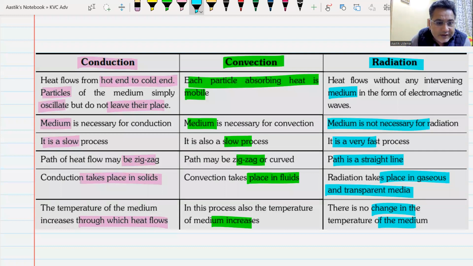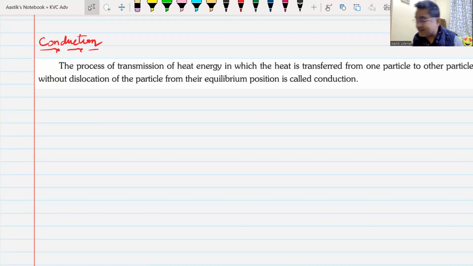Now, what do you mean by conduction? In this mode of heat transfer, the energy is transferred from one particle to the other particle. The particles do not move, but energy is transferred. Particles keep on oscillating or vibrating in their own positions, but energy gets transferred from one end to the other end. This type of heat transfer is known as conduction.